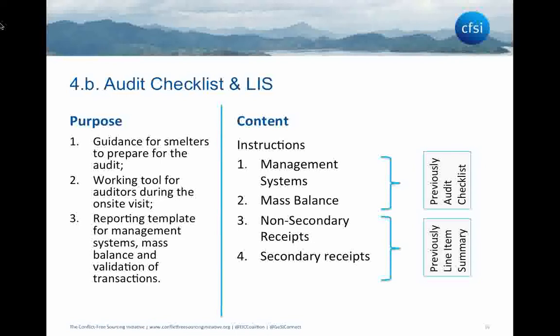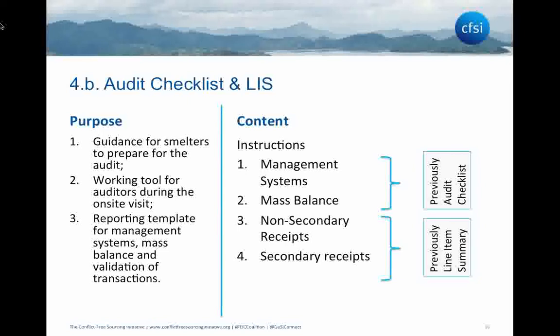The audit checklist and line item summary, as mentioned before, is a combined document that serves 3 different purposes. It is aimed to provide guidance for smelters to prepare for the audit, so it includes instructions for smelters and color-coded information that needs to be completed by smelters ahead of time. It is a working tool for the auditors during their on-site visit, and it is a reporting template including the detailed information from the audit that can be used to go back to the CFS as well as the Audit Review Committee.